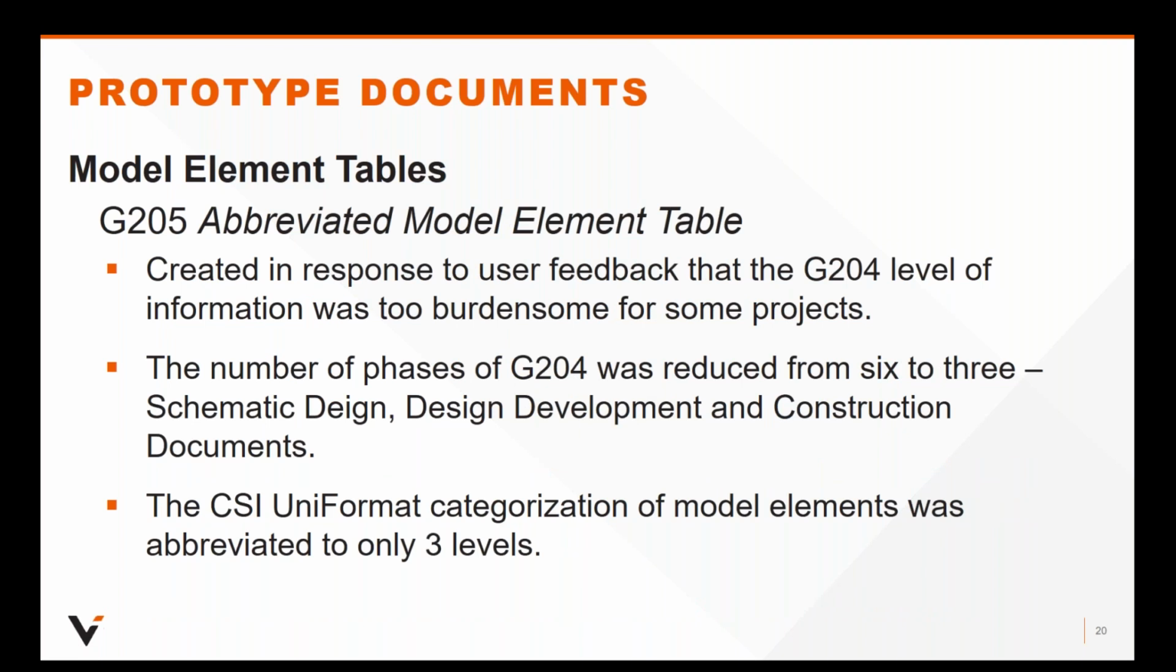For some smaller projects, it may seem intimidating to fill out the G204 because of the specificity required by the CSI Uniformat. That has 4 levels of detail, so it gets into really specifics. The AIA realized that they needed to have a simpler version of that. So the G205 is an abbreviated model table. It only goes to level 3 rather than level 4, and that cuts out a lot of information. But as with the G204, the G205 abbreviated model table is not an agreement. It's a project form used to document LOD decisions once the project participants have agreed on it. And it really guides what that information is going to be used for.